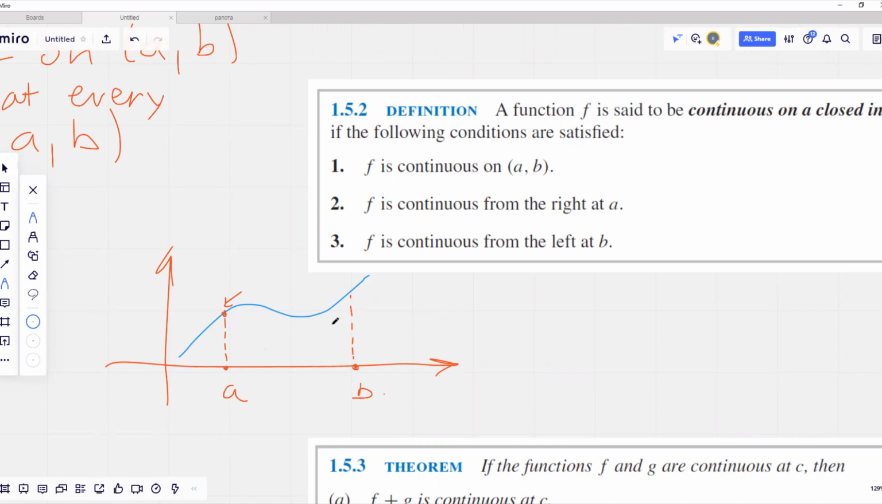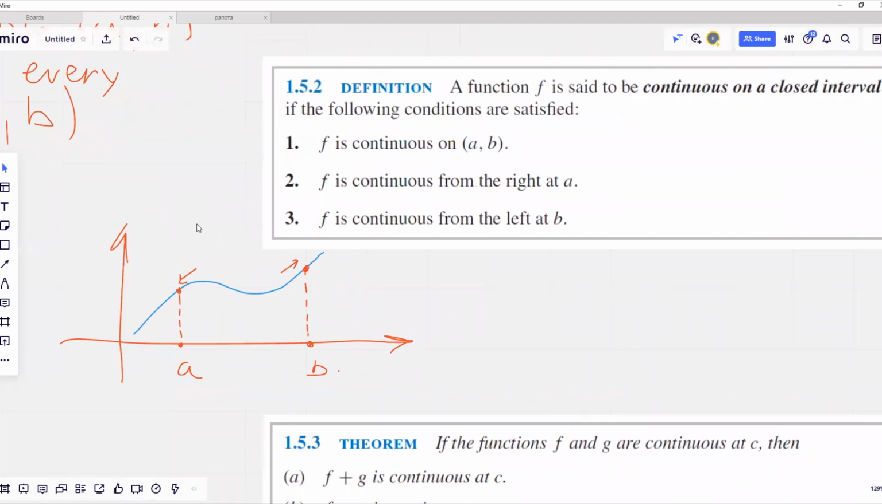the left endpoint. And the third condition is that when we are approaching our right endpoint from the left, our function should be continuous from the left. By that, we mean that the left-sided limit as we approach the right endpoint should exist and should be equal to the value of function at the right endpoint.